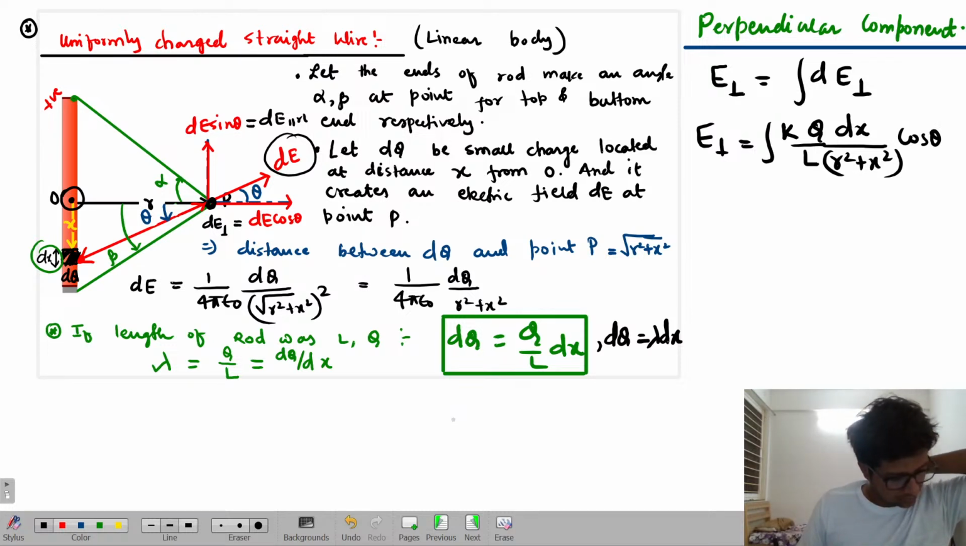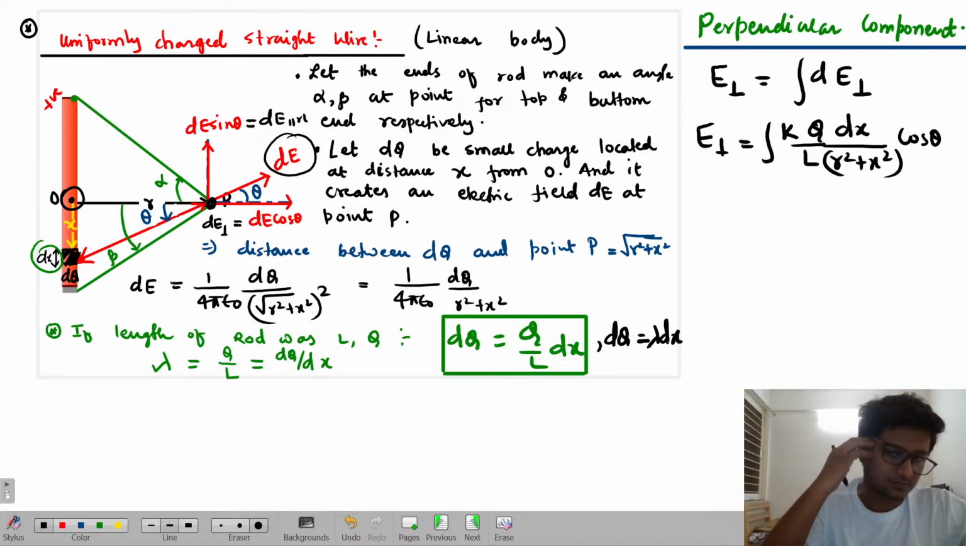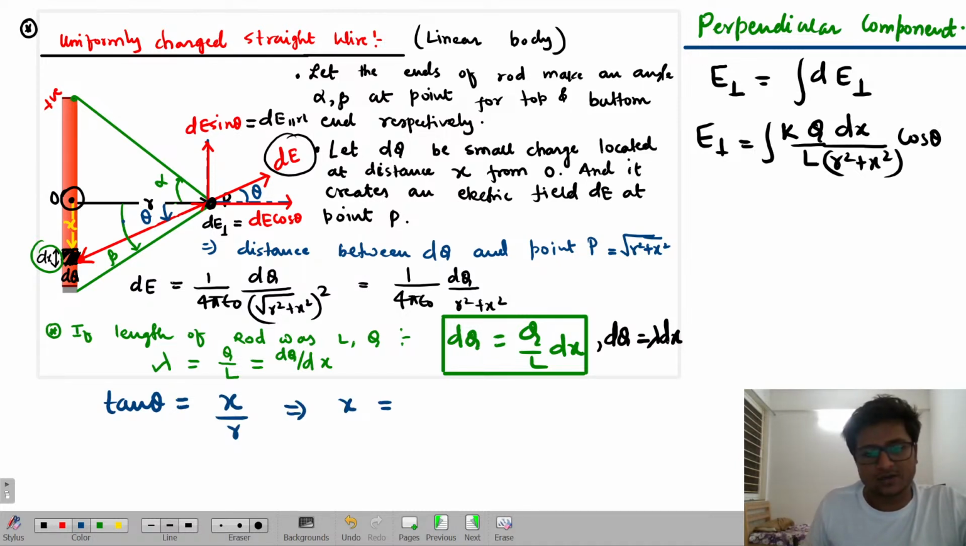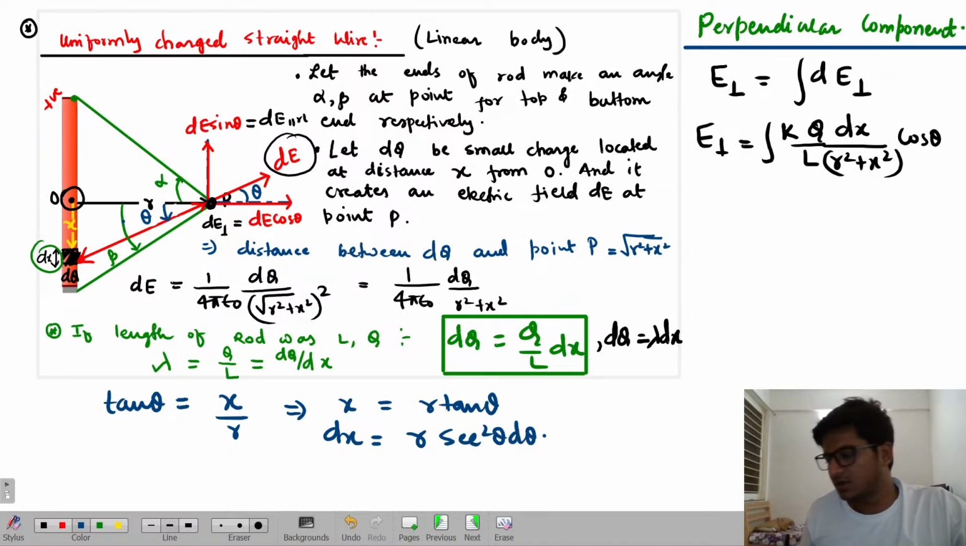Say something, yes or no. Okay, moving ahead. Now look carefully, look at one more analogy. If we apply tan theta here, then tan theta is exactly equal to how much? Perpendicular by base, x by r, isn't it? So x can be written as what? r tan theta. So now I can write dx is equal to how much? r is a constant, so it will change to r sec square theta d theta. Are you able to get me or not?